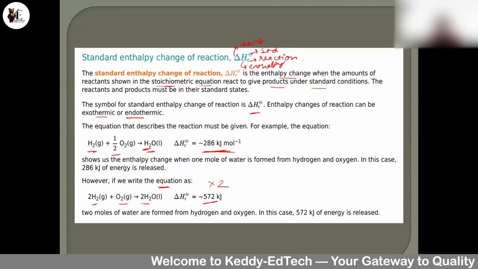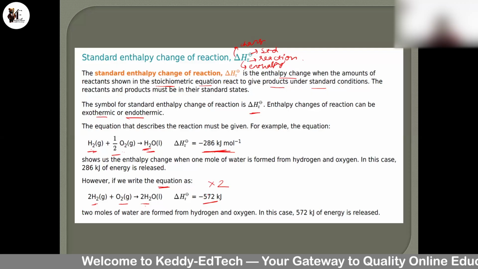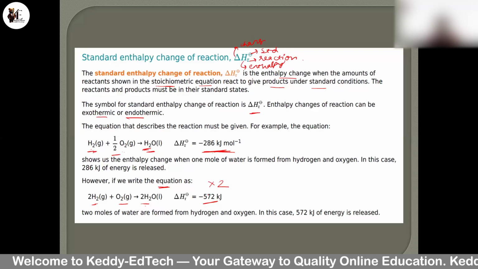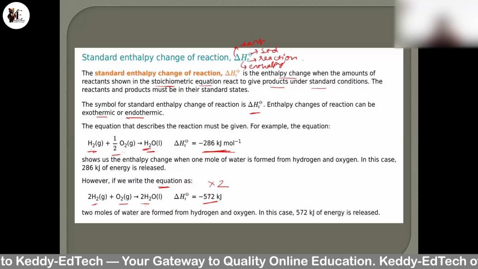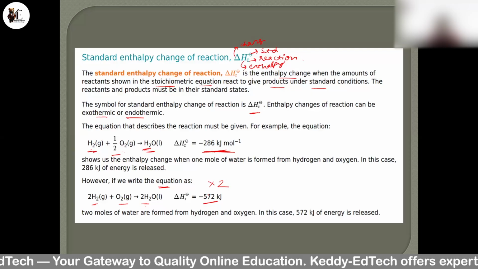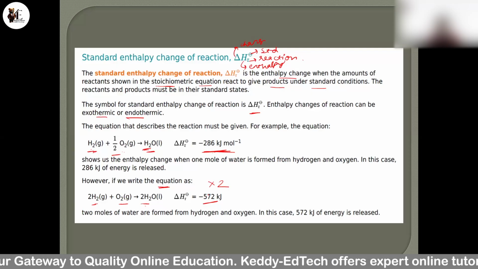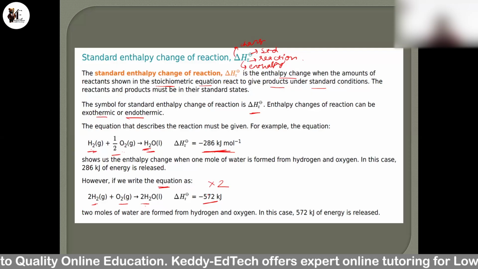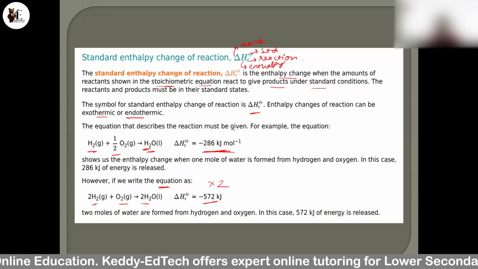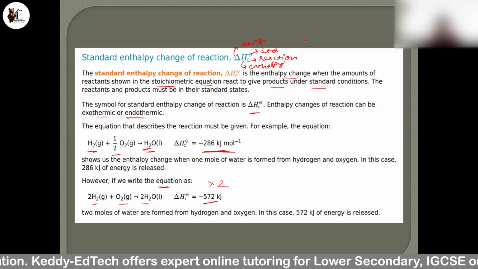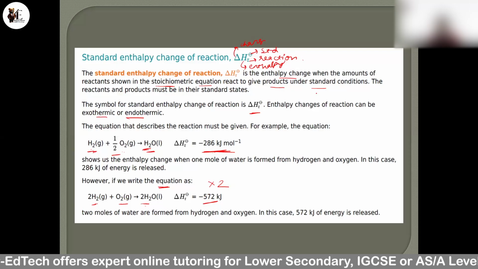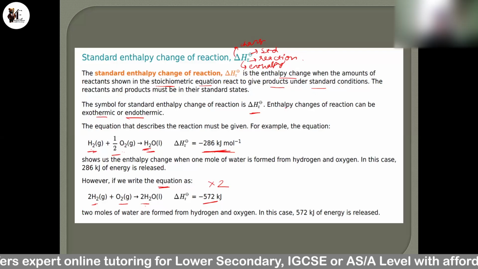So how can you identify this reaction? You just have to see that your reactants and products are under their standard conditions. So that is your standard enthalpy change of reaction. Is it clear? Yes. Write it down.